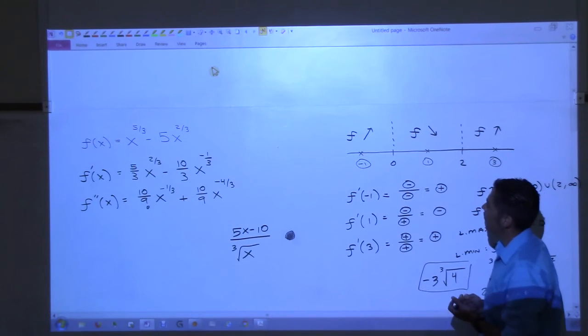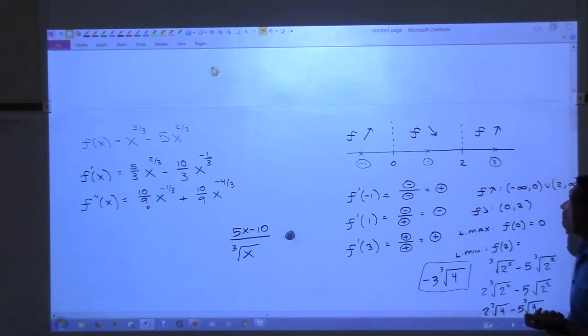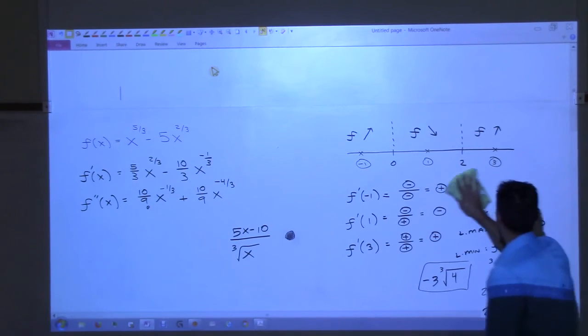But you never want to try and, what was the point I'm trying to make here? No, let's wait till we see one like it. I don't want to confuse you until you see it. Never mind. All right, let's look at the second derivative.